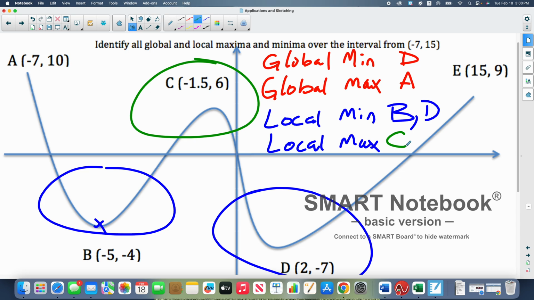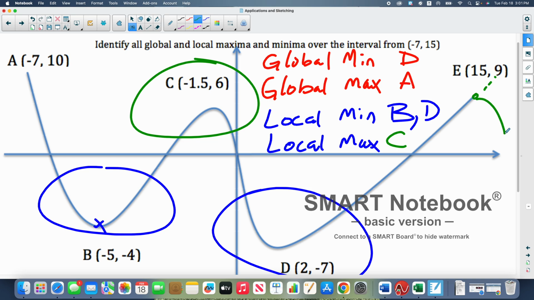How about E? Would E fit anywhere? Could it be a local max? Here's the problem. What's wrong with A and E? Where are they? They're the endpoints, correct? They can be the best. They can be the global or absolute, but they can't really be locals. Because what's the graph doing from here? Do I know where it's going? I'm assuming it's going to do that, right?